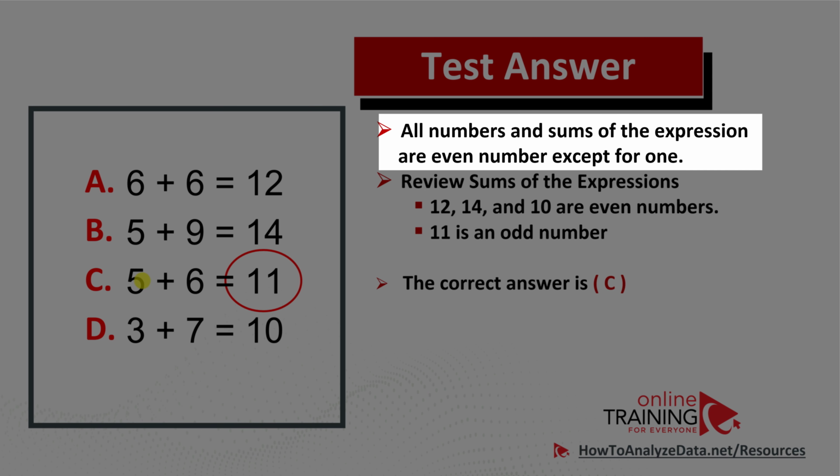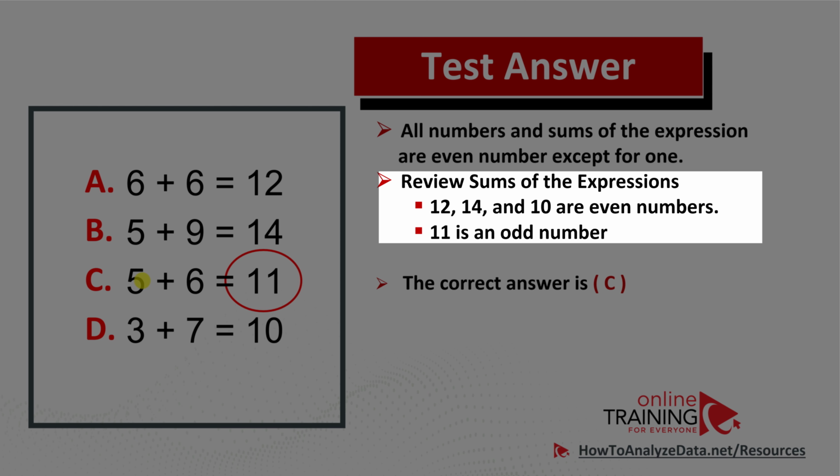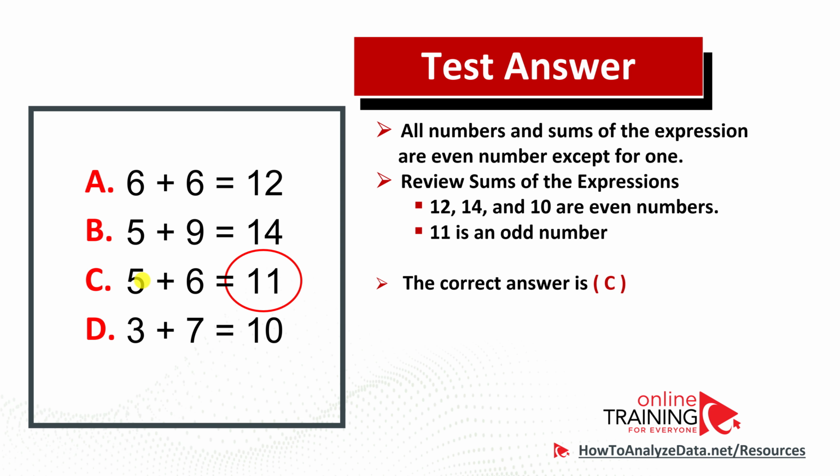Let's recap. All numbers in the sums of the expression are even numbers except one. If you review the sums of the expressions, you see that 12, 14, and 10 are all even numbers, and 11 stands out. It's an odd number. So the correct answer here is choice C. Hopefully you've nailed this question.